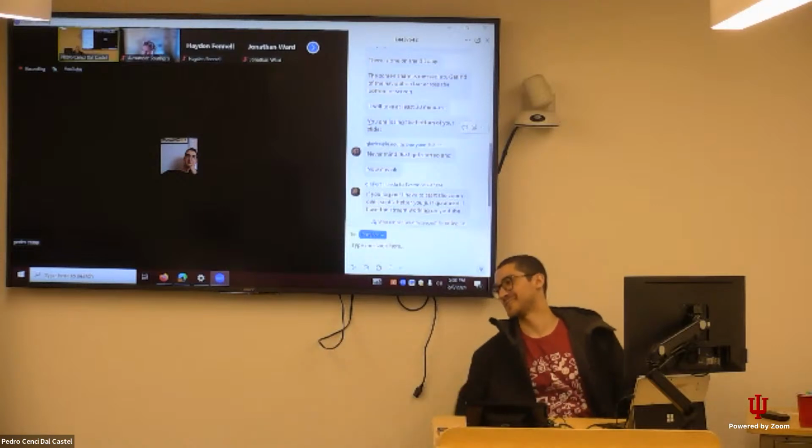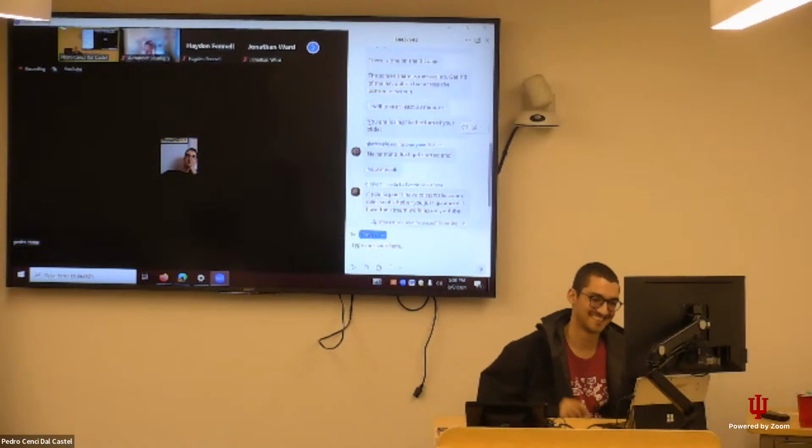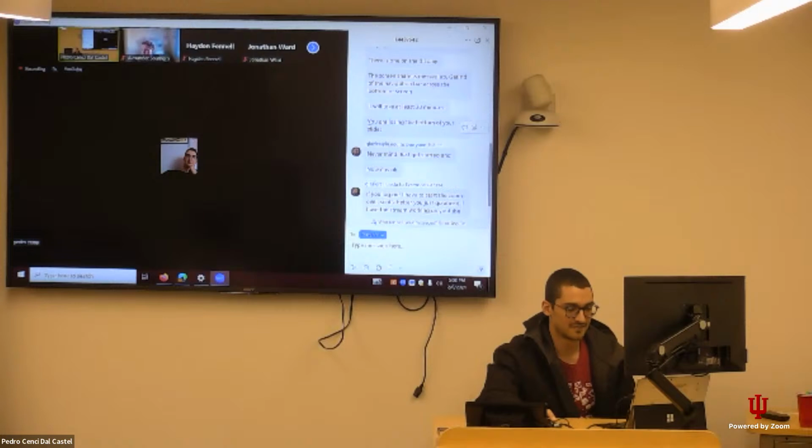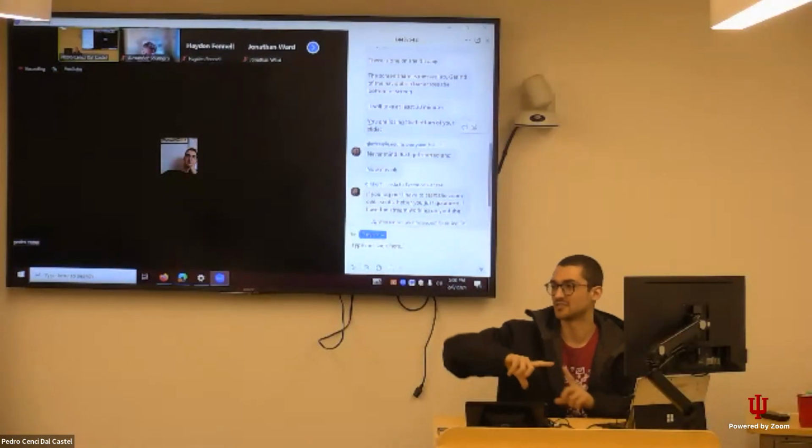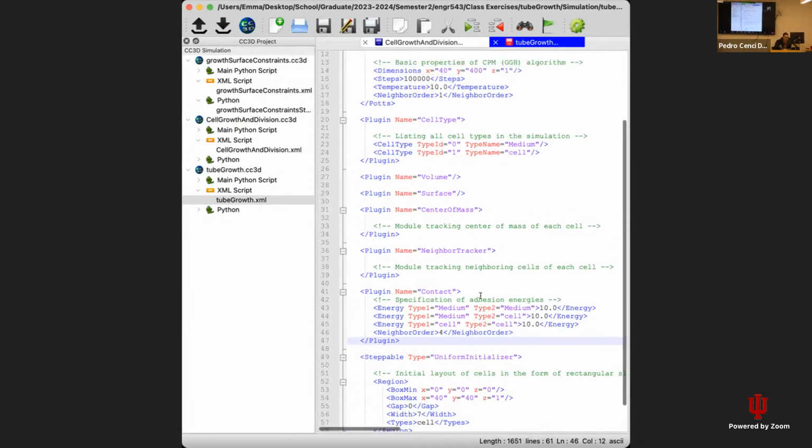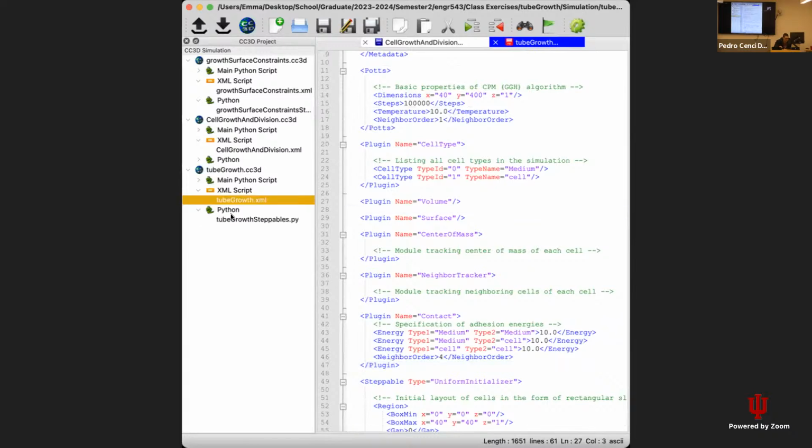Let me see you doing it, Emma. So the width is the width of the individual cells? Yes, how they start. They'll start as squares. Okay. And the width is, okay, so just the volume.